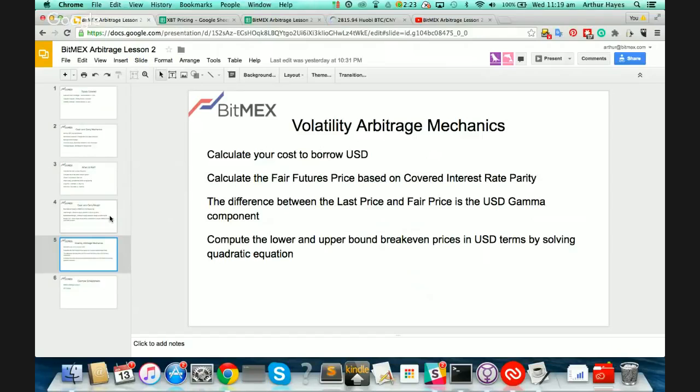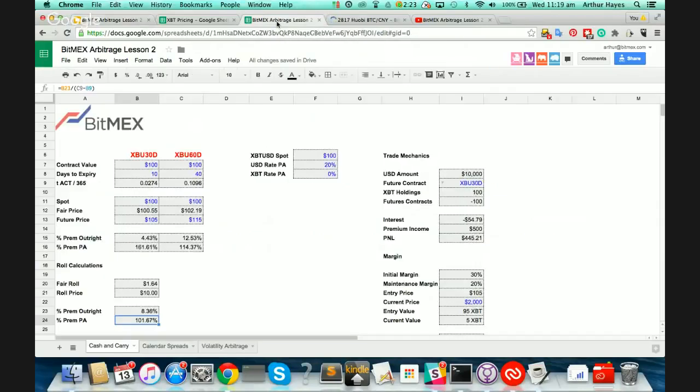Essentially what you're trading, as I described in lesson 1, is volatility. And in this strategy, we could compute the upper and lower bounds of where the break-even price will be in US dollars for profit and loss purposes. And then we need to make a determination. Do we think the price will settle outside of those bounds by the time of expiry? If not, then we sell futures contracts against spot and then wait. So let's go back to our lesson 2 spreadsheet.